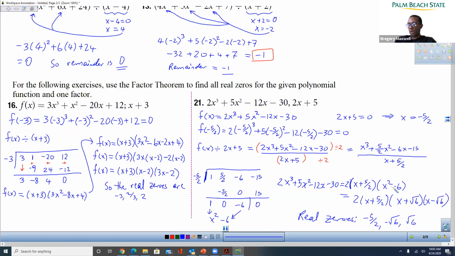And then of course, x squared minus 6 factors out to be x plus square root 6 times x minus square root 6, the difference of squares. And that's my answers.